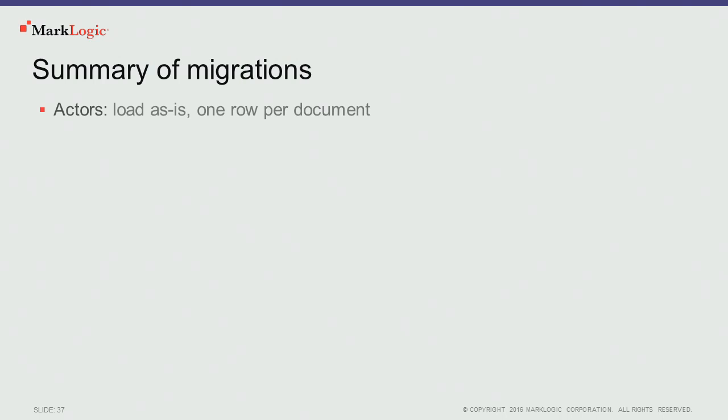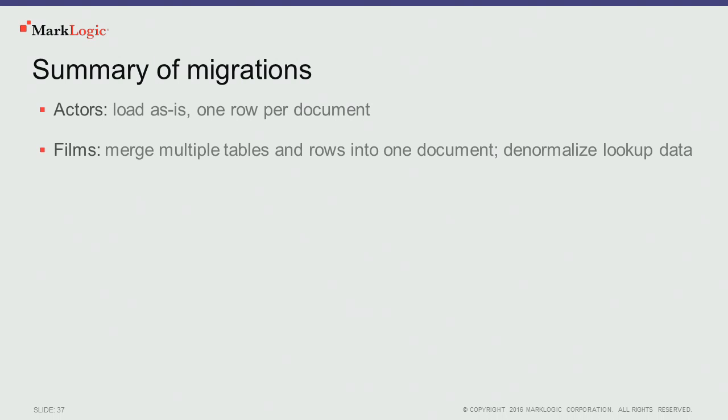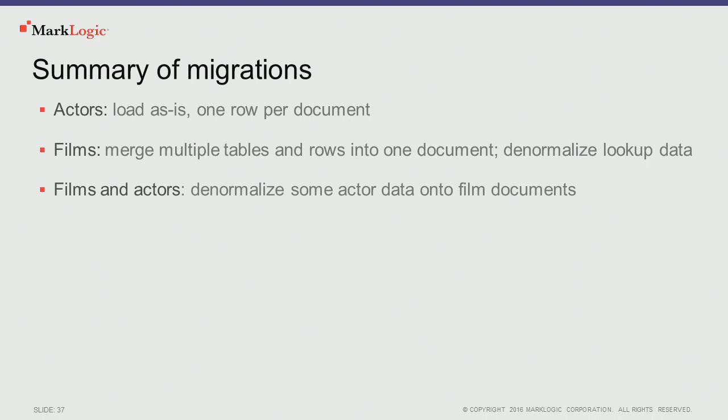Okay, so just to summarize the three that we had. For actors, load as is, one row per document. For films, a very common technique, merging multiple tables into one entity-based document. I think this should naturally happen time and time again. That should be the most common sort of migration that you find yourself doing from a relational database. And then finally, oftentimes there'll also be a case where we need to denormalize data from one entity document onto another entity document based on the searches that we want to support.